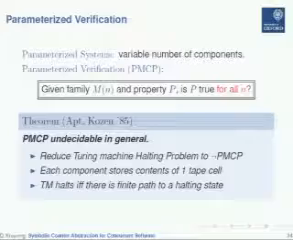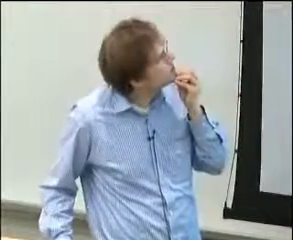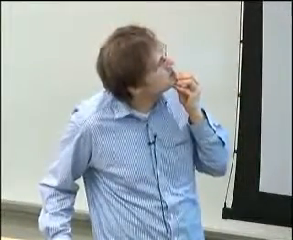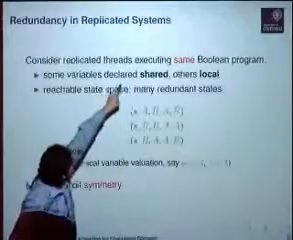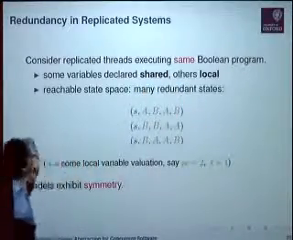Now I want to get to his question, all right? So doing this for some number of threads is fine, but what we really, really want is the case where you have some loop that can spawn threads dynamically at will, right? And you don't want to commit a priori to what number of threads it would be. And so remember that we had this case of a program with replicated threads executing the same Boolean program, all right?